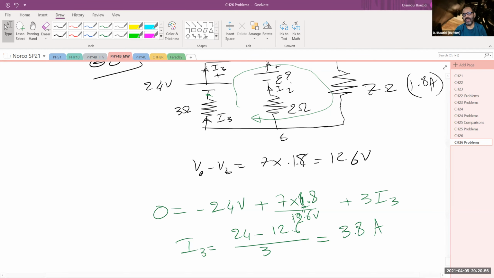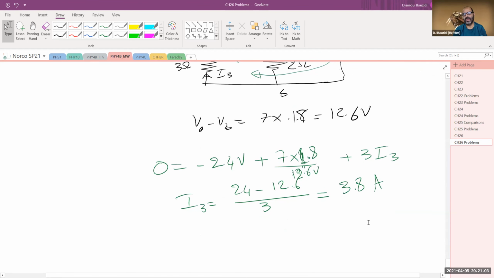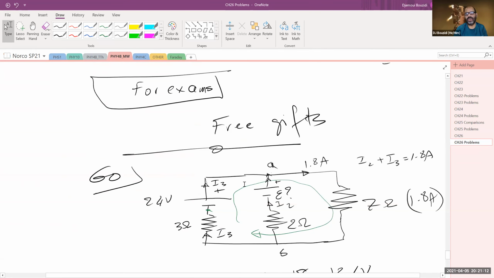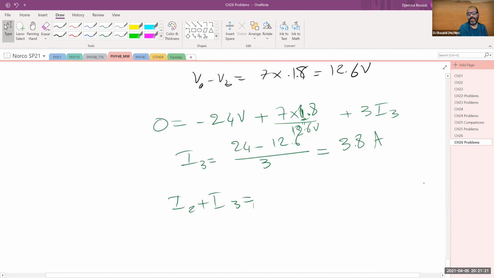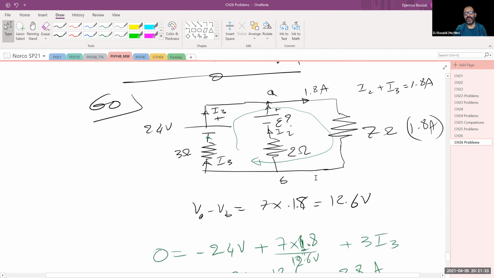So here is the story. I3 is too big, 3.8. That means I2 is 1.8 minus 3.8. It's a negative 2 amps. So I2, from that algebra, because I2 plus I3 from conservation of charge is 1.8. I3 plus I2 in this junction must be equal to 1.8 amps. So I2 will be equal to 1.8 minus 3.8, and this is negative 2 amps. That means the current is flowing in the opposite direction in here than what I was thinking. It's actually moving in this direction, at 2 amps.